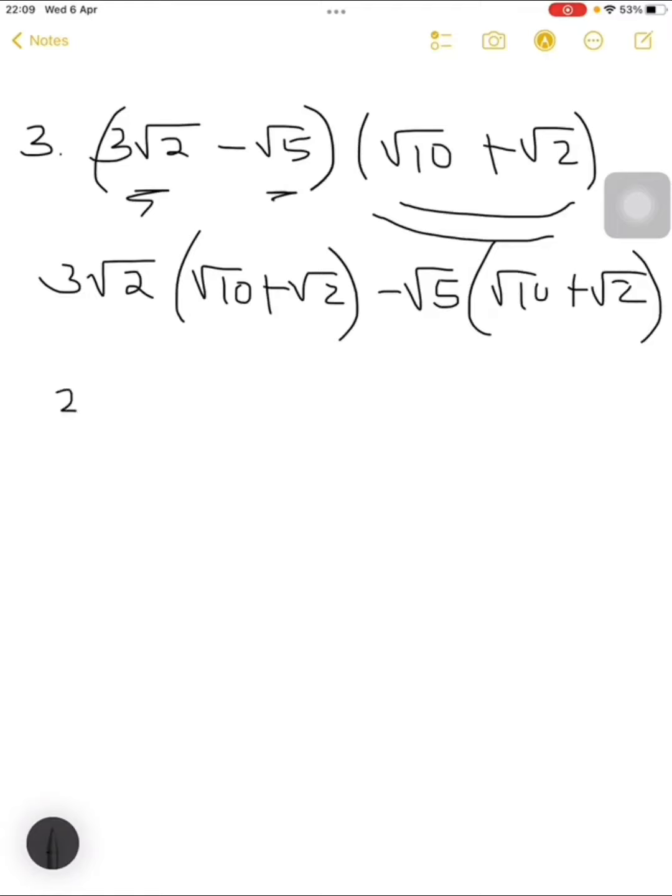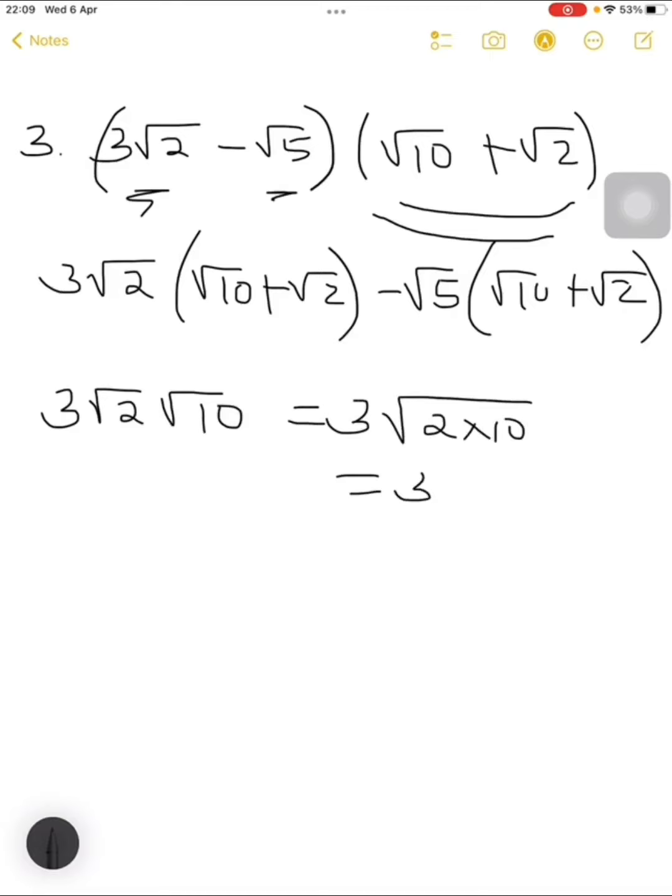Okay, 3 root 2 multiplied by root 10 is the same as 3 under the same root, 2 multiplied by 10, which is the same as 3 root 20. And we just multiply the same way to the others. You can only multiply these numbers, the 2 and 10, so long as they are under the same root. So you put them under the same square root, then you can multiply. Otherwise, if it's outside like this one, you can't multiply with the ones that are inside.